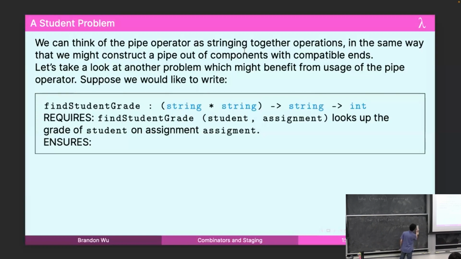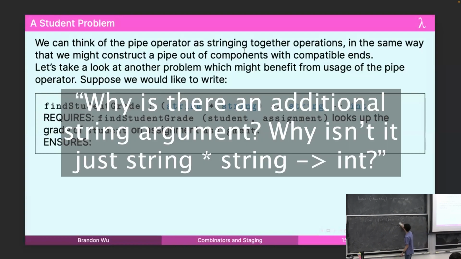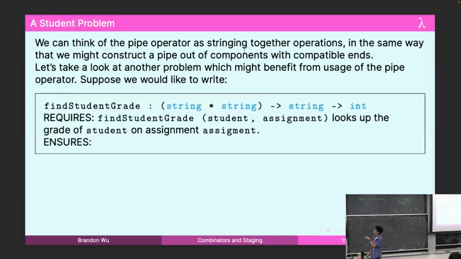Does everyone get the problem set up? Like the type signature makes sense? I need to find the grades file. This is the path of the grades file. Oh, sorry. This is supposed to be find student grade, student, assignment, grade file. My bad. Let me give you an example.